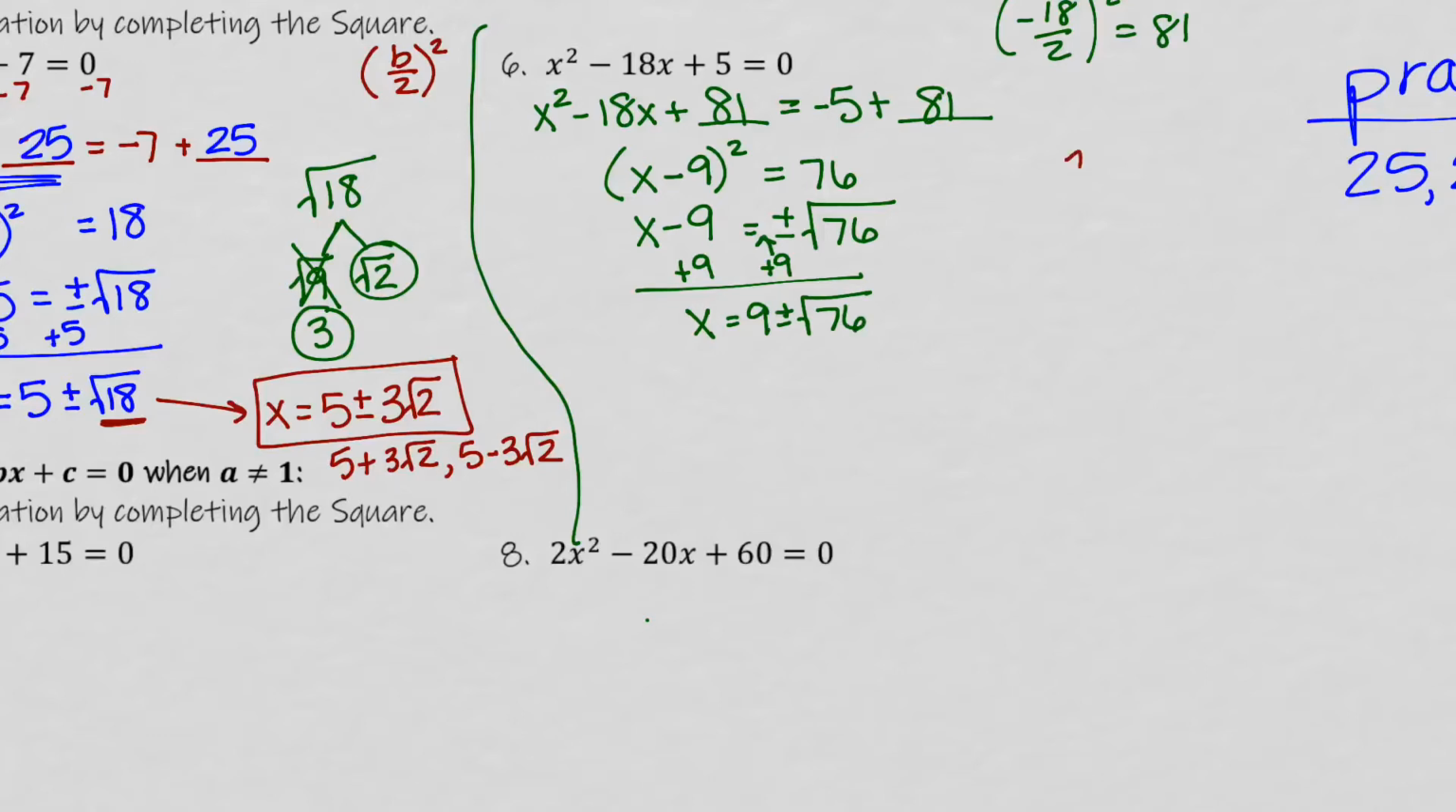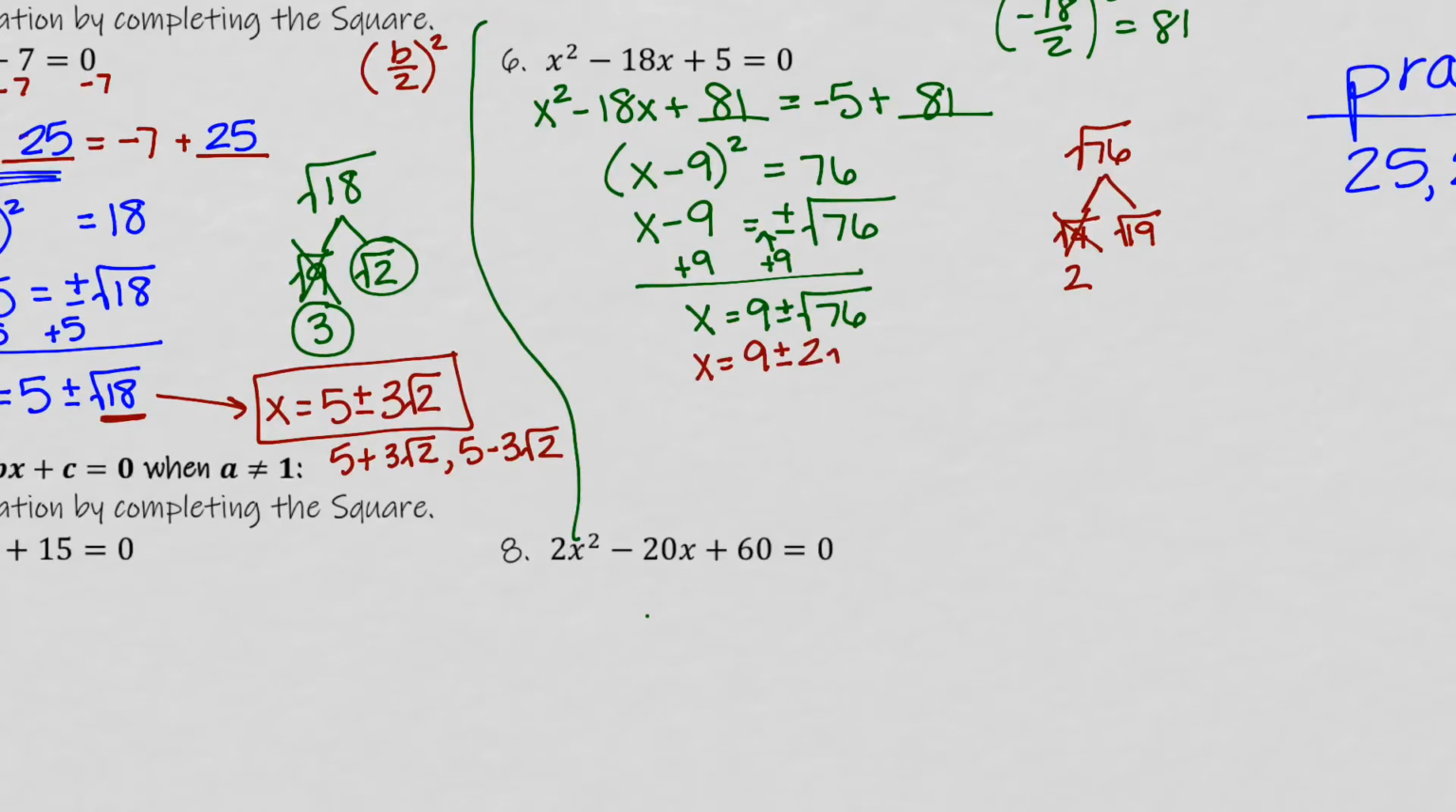Let's simplify our square root of 76 over here. The biggest perfect square that goes into it is 4, because I get 19, which is prime, so I know nothing goes into that. Square root of 4 is a 2. So this all stayed the same, 9 plus or minus, but now I have a 2 square root of 19. All right, you can leave your answer as that with the plus or minus in the middle, or write it as two answers, 9 plus 2 square root of 19, or 9 minus 2 square root of 19. Those are the same answers.